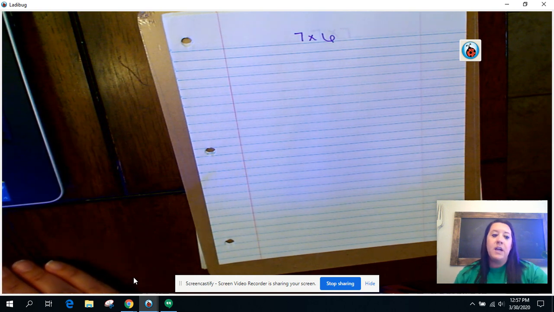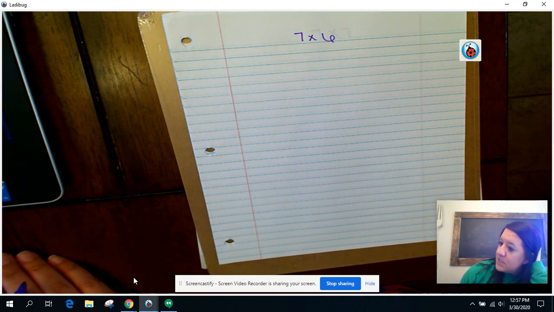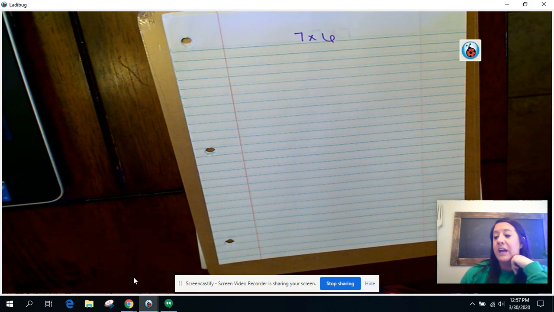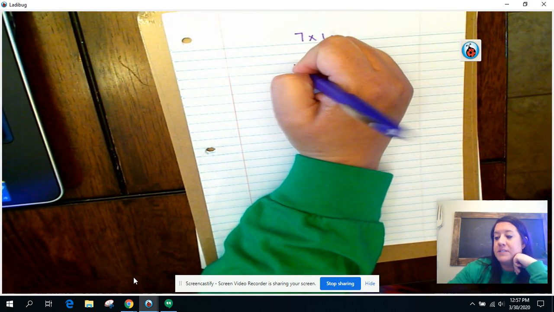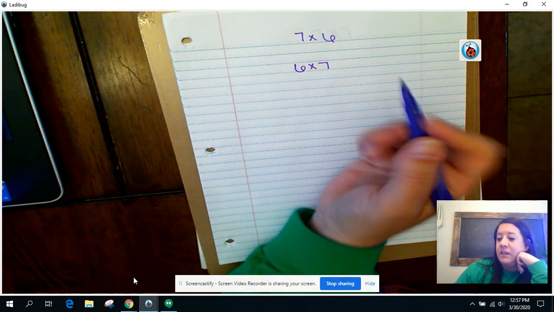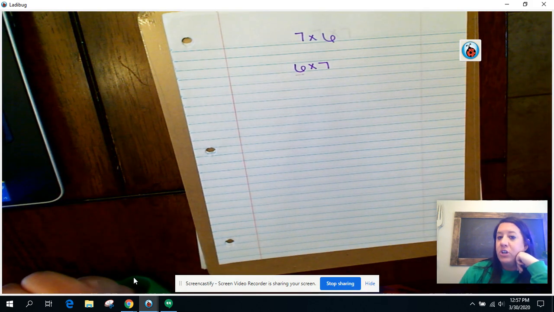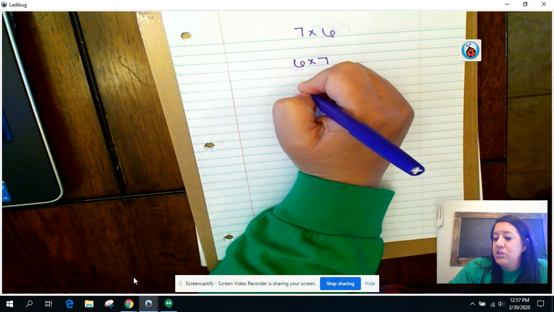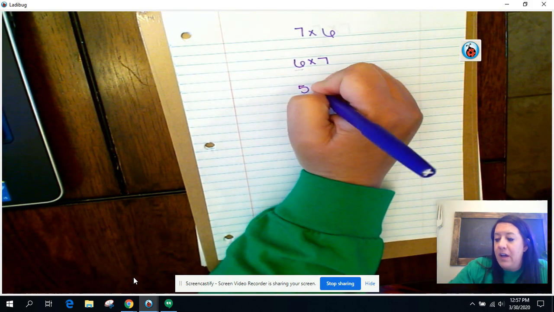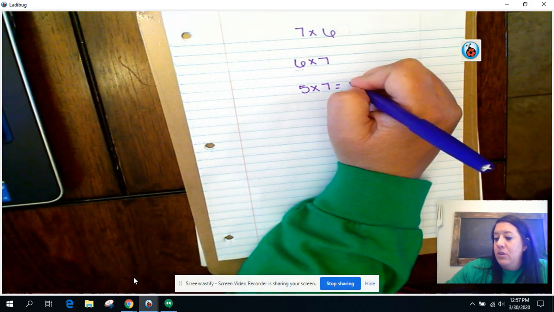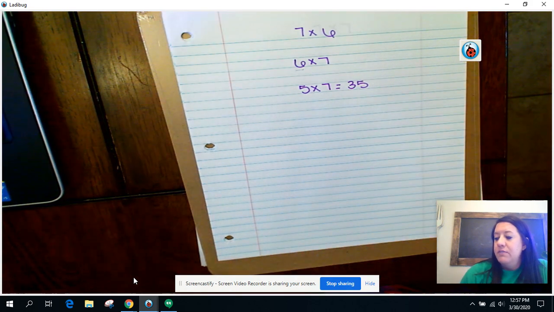The next problem I have is seven groups of six. Again, I don't know seven groups of six. I can think about this as six groups of seven. So I could use my turnaround fact again and turn this around and make it six groups of seven. Then for my six facts, if I don't know what six groups of seven is off the top of my head yet, I'm going to build up from my five. So I would do five groups of seven, which we should know is 35.